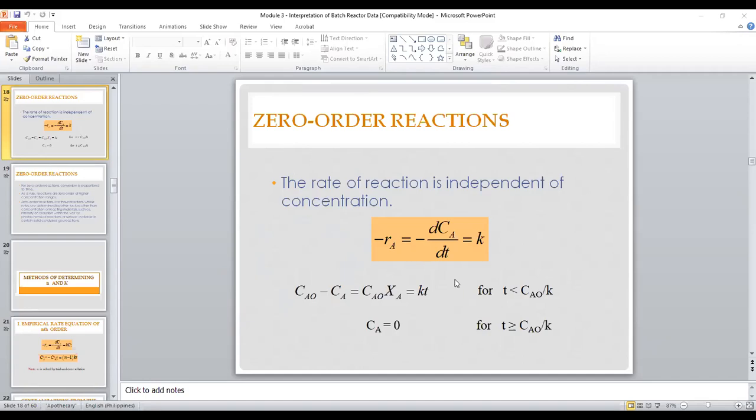For other reactions, you only have one particular formula for a particular case, for example for a first order reaction. It's only for this one.